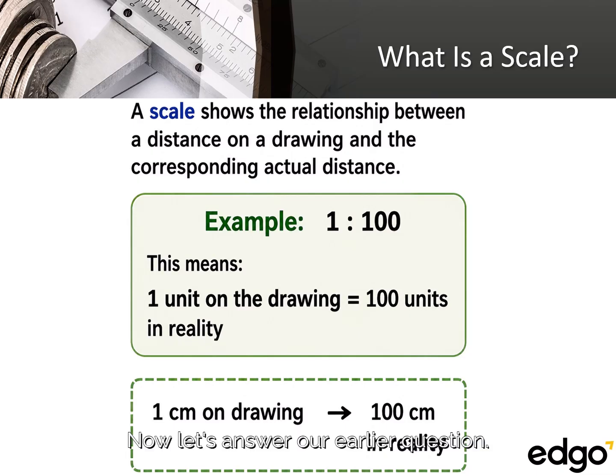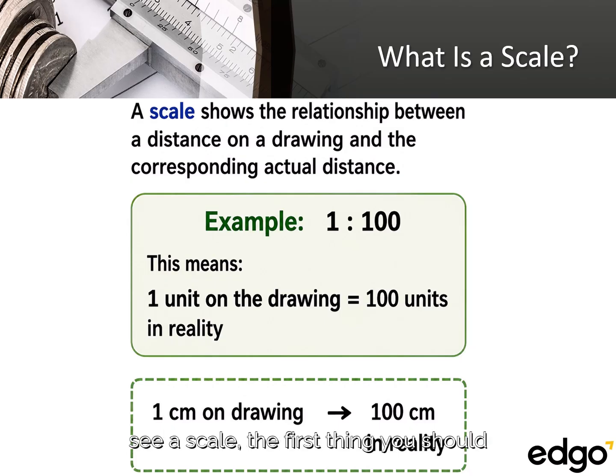Now let's answer our earlier question. A scale shows the relationship between a distance on a drawing and the corresponding actual distance. For example, consider the scale 1 to 100. This means that 1 unit on the drawing represents 100 units in reality. If we are measuring in centimeters, then 1 centimeter on the drawing represents 100 centimeters in reality.